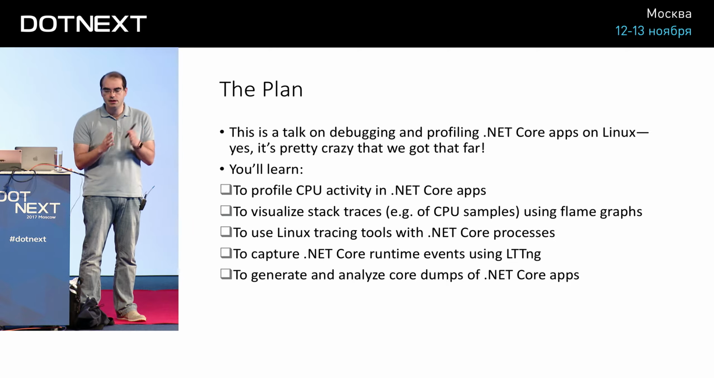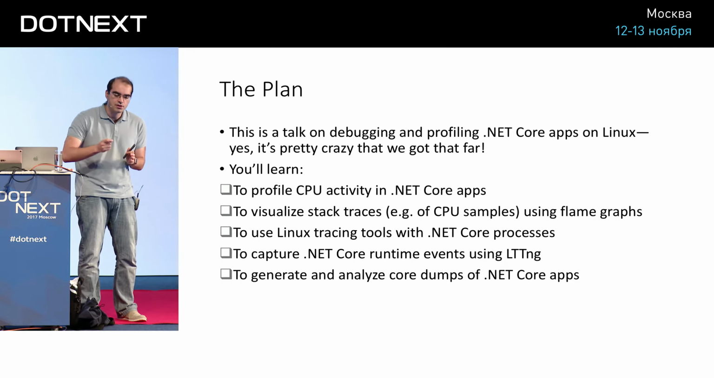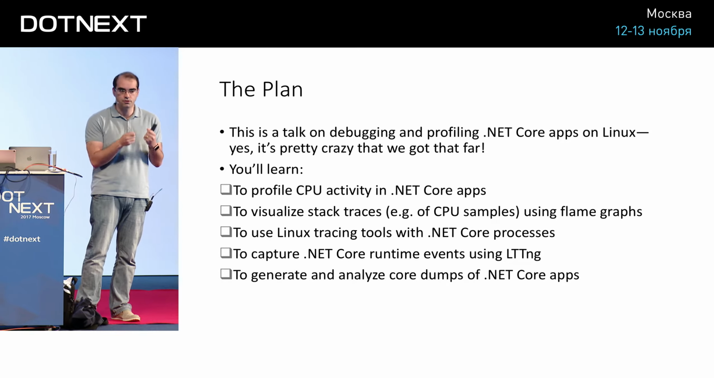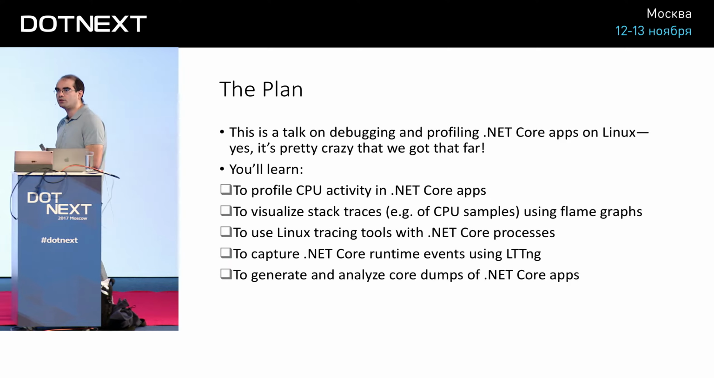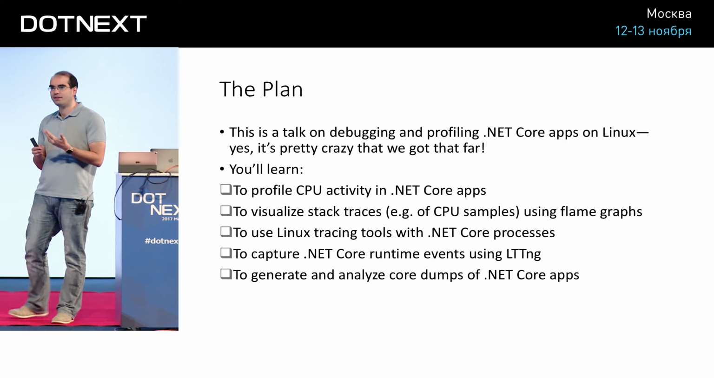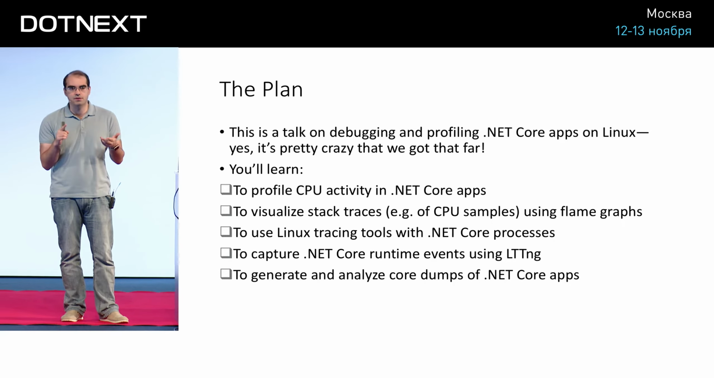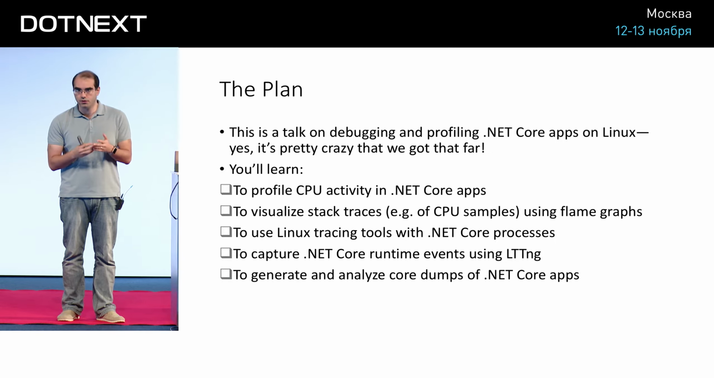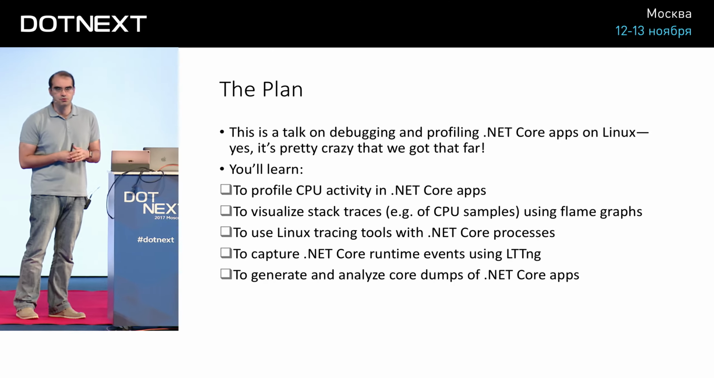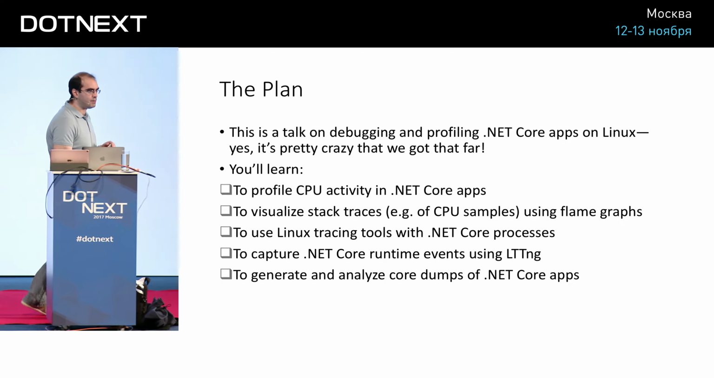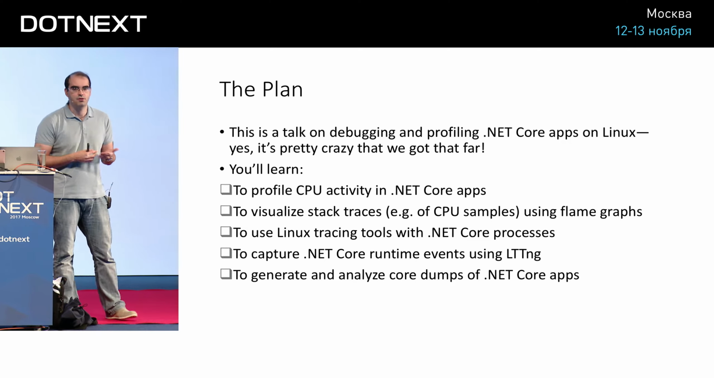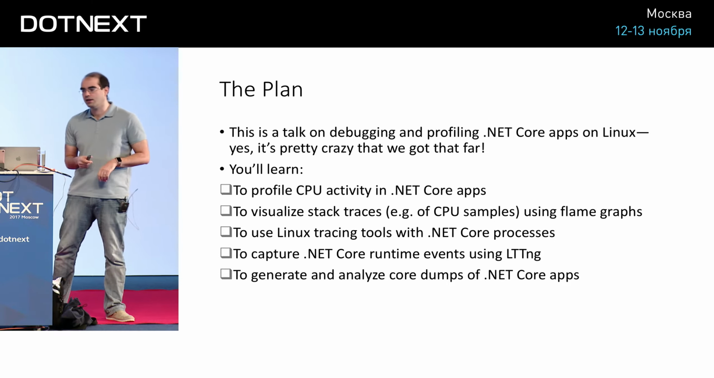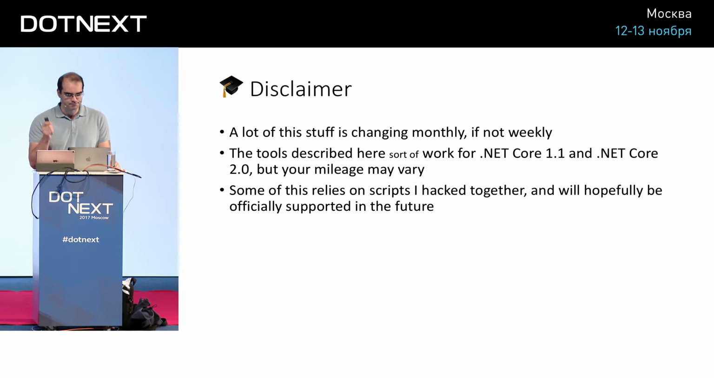In many cases, the same tool works exactly as is. We just need a little bit of information from the .NET runtime to make that tool useful for .NET processes as well. We'll talk about what I call here .NET Core runtime events, such as garbage collections, JIT compilation, assembly loading, all these low-level events coming from the CLR, and how to capture them and visualize them as well. And finally, we'll talk about core dumps, which is more or less the only way to do production debugging of .NET processes on Linux today. So we'll see how to create and analyze core dumps.